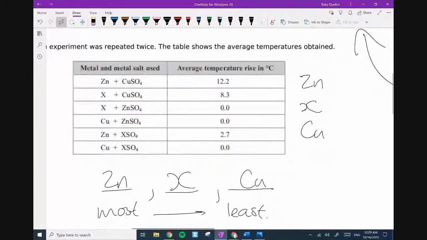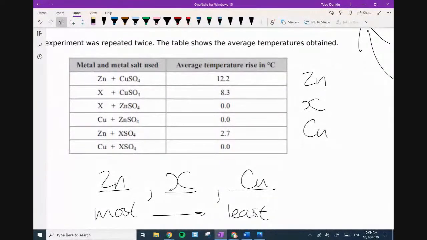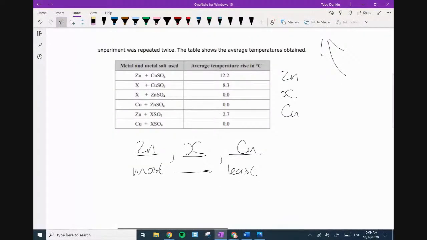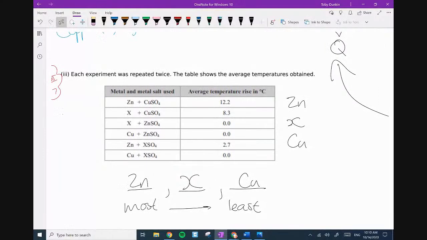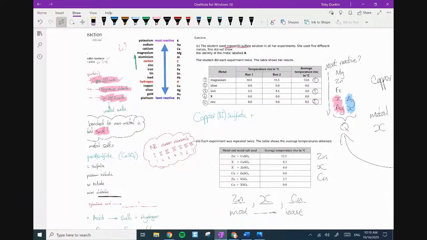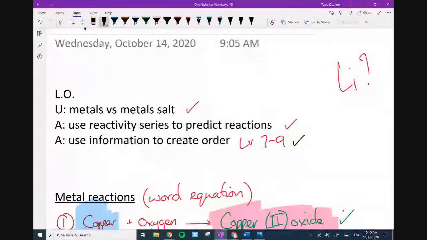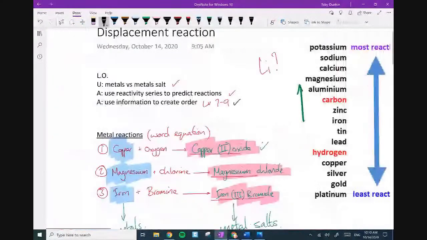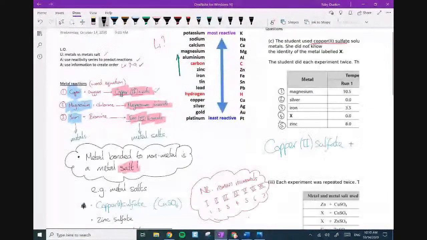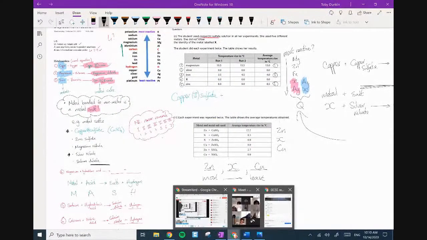At this point, guys, I'm going to bring our lesson to an end. Let's now go to my learning objectives. Zoom, zoom. And that now use information to create order. That gives us our last learning objective. We've done really, really well today, guys. I'm really, really pleased.